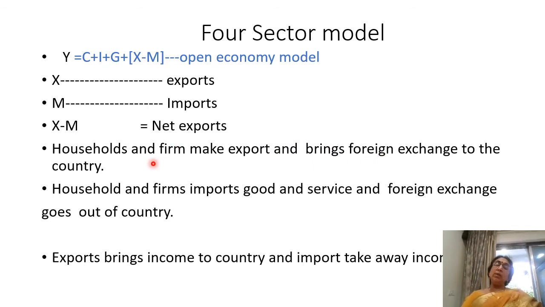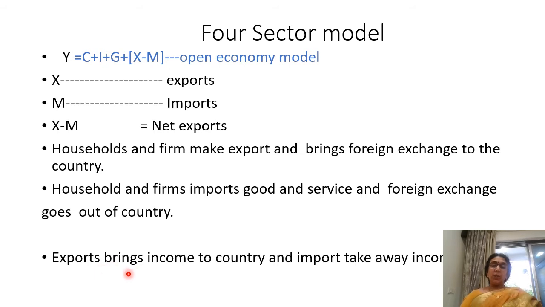Now, who is doing the import? Import is also done by households and firms. When we do the import, what happens? Foreign exchange goes out of the country. For example, how is the household doing the import? Let us take the example of a doctor. He is importing an MRI machine for his clinic. That is an example of import. Similarly, firms are importing capital goods, firms are importing machines. So whoever is doing the import, foreign exchange goes out of the country.